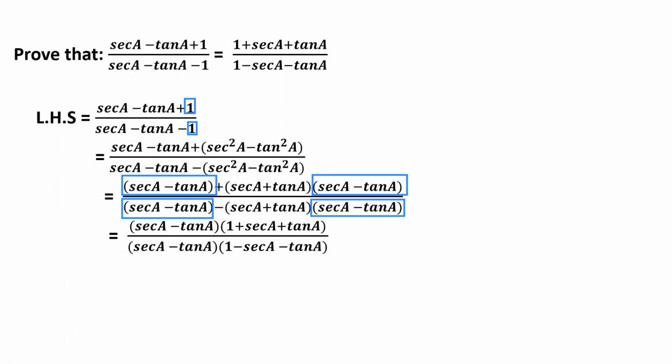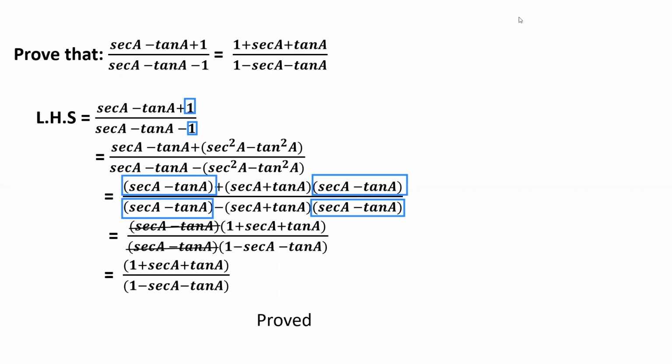But I have written here sec A minus tan A. Do you know why? Because there is a minus outside. So minus will change the sign and the plus tan A becomes minus tan A, okay? Now here, we can simply cancel sec A minus tan A and sec A minus tan A. Then what remains? 1 plus sec A plus tan A and 1 minus sec A minus tan A, and that is equal to right hand side, and that is proved.